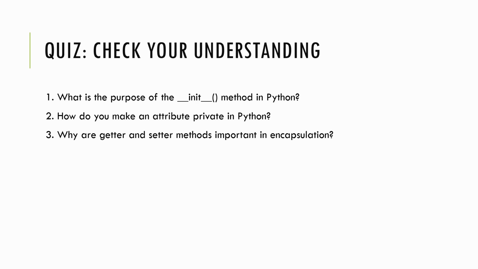That concludes our overview of encapsulation in object-oriented programming. By using private and public members along with methods like underscore underscore init underscore underscore and getter and setter functions, we can better manage code integrity and enhance the security of our classes.